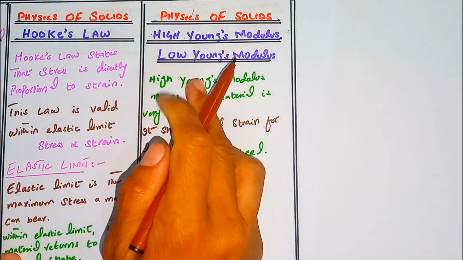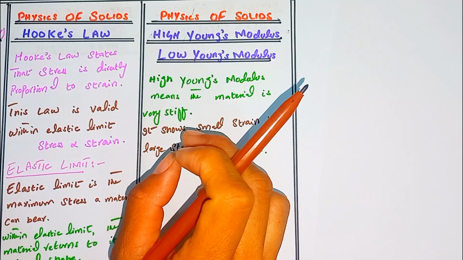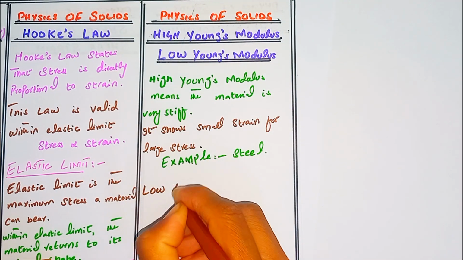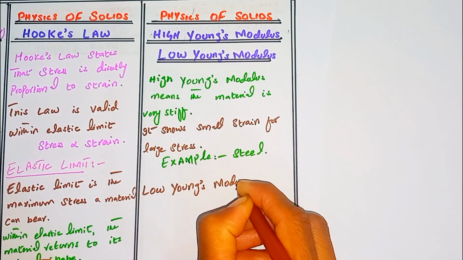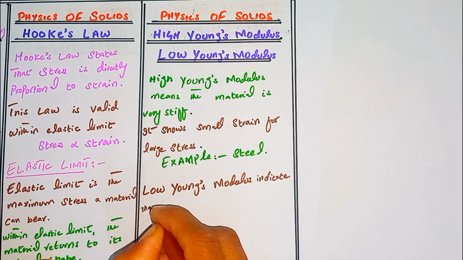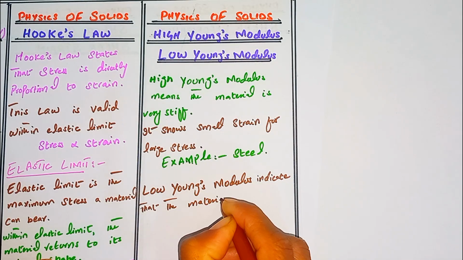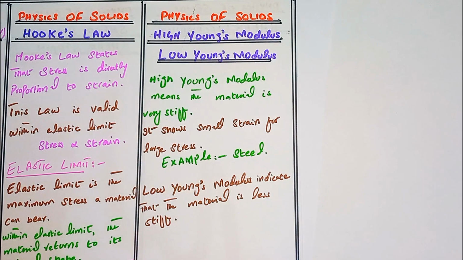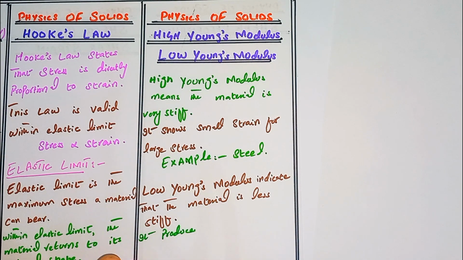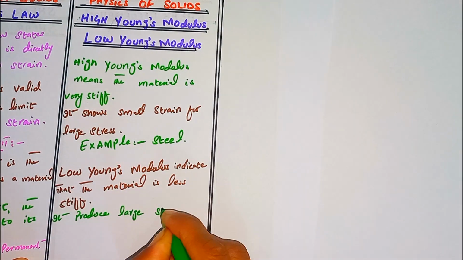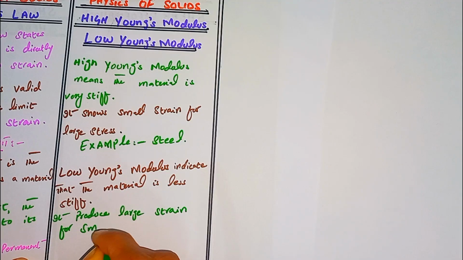Now we talk about low Young modulus. What does low Young modulus mean? Low Young modulus indicates that the material is less stiff, not very hard. It produces large strain for small stress.